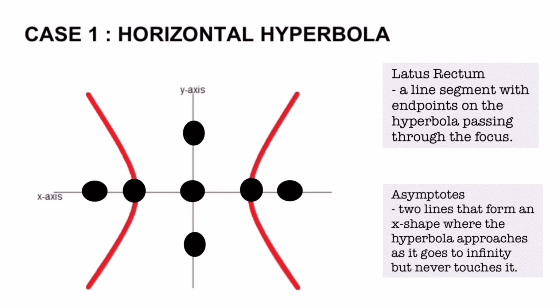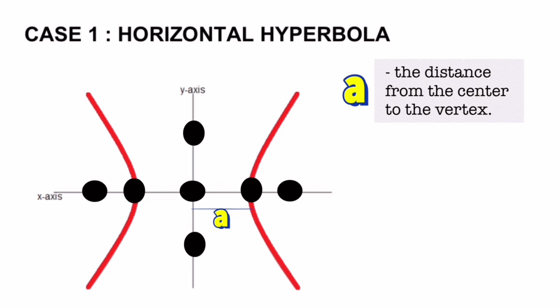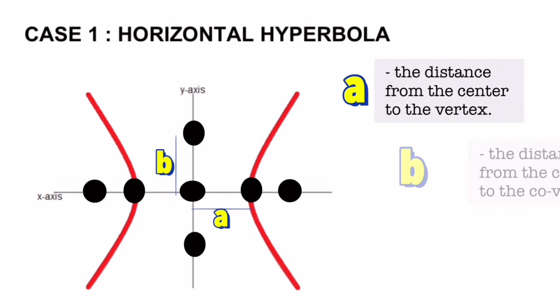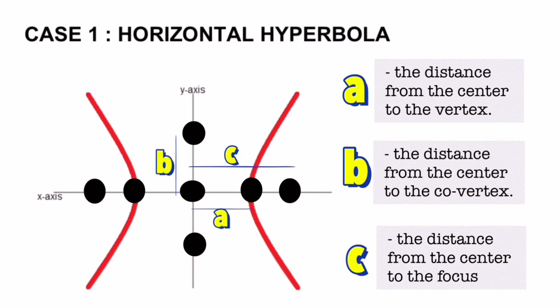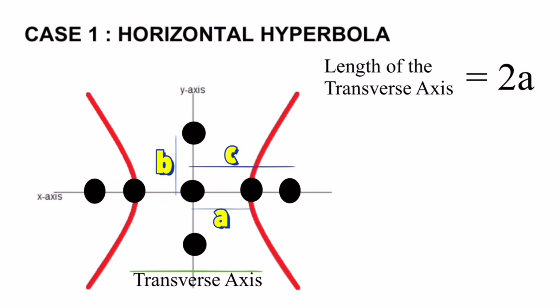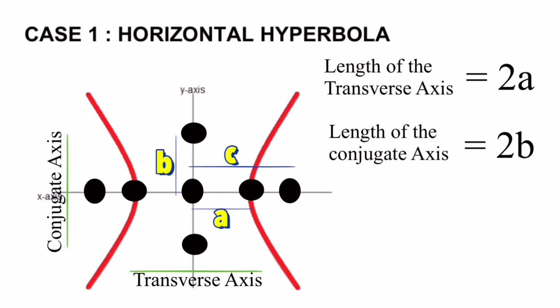Now let's look at some important lengths of a hyperbola. The distance from the center to the vertex is represented as letter a. The distance from the center to the co-vertex is represented as letter b, while the distance from the center to the focus is represented as letter c. From here, we can say that the length of the transverse axis, that is from one vertex to the other vertex, is 2a, while the length of the conjugate axis, that is from one co-vertex to the other co-vertex, is 2b.